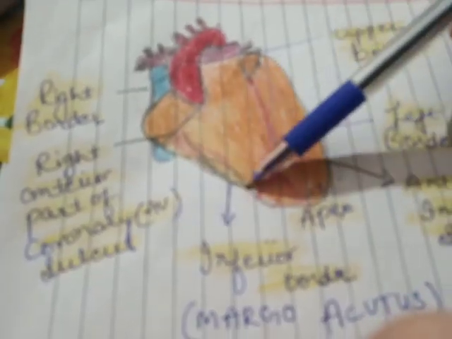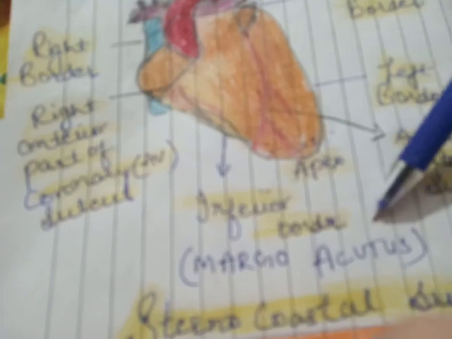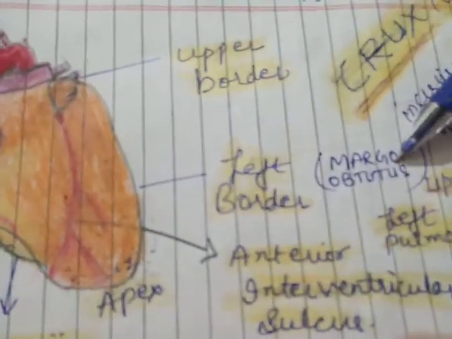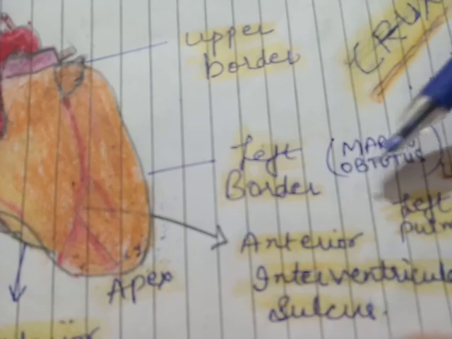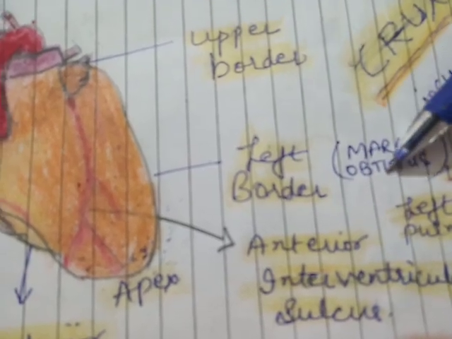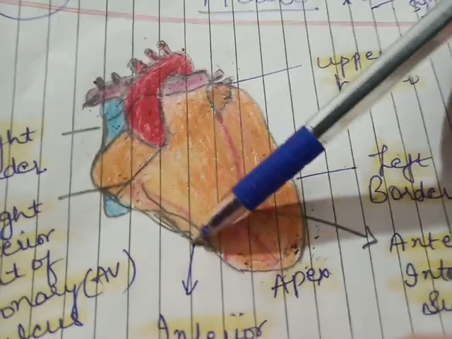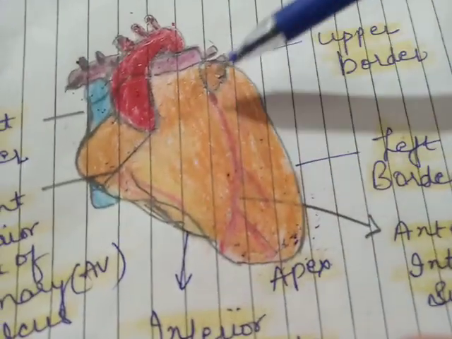The inferior border is also called margo acutus. I have written here margo acutus, right? Likewise, we have this left border which is called margo obtusus. This is the left border. We have finished the right border. This one is the inferior border and this is the left border.